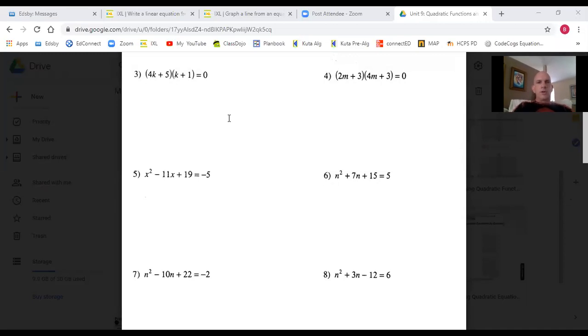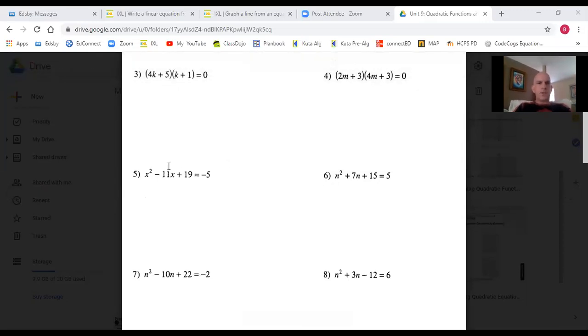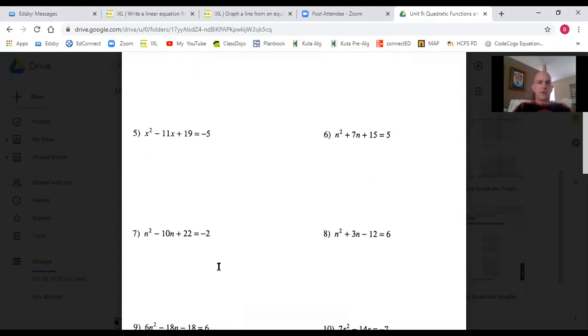So, all you're gonna be doing on this worksheet is the odds starting at number 3. Number 3 is already actually factored for you. So really all you're gonna be doing is the zero product property, meaning that you're going to take 4k plus 5 and set it equal to 0, and take the k plus 1 and set it equal to 0. And then down here, you'll want to get these things set equal to 0. So you'll want to, for example, on this one, move that -5 to the other side by adding. So you need to have them equal to 0 before you can start factoring.